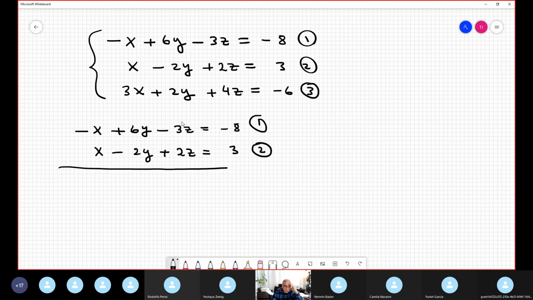You are in equation 1 plus equation 2. The action here is equation 1 plus equation 2. This elimination, x is gone. This is 4y minus z, because negative 3 and positive 2 is negative 1, equals negative 5. And this is my equation number 4. Stop here for a moment.